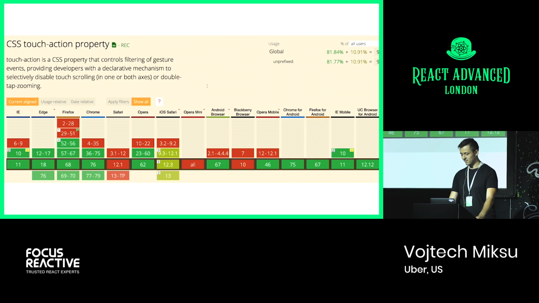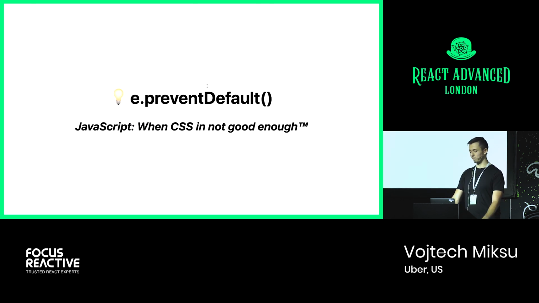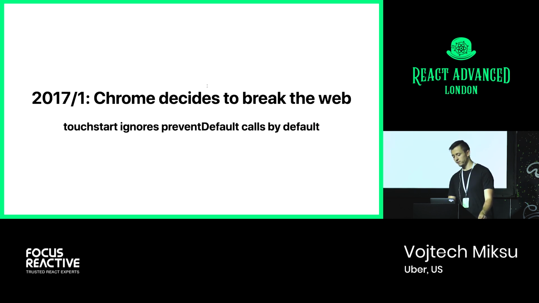All right, so what do you do when CSS fails you? You just use more JavaScript. So how about if we call preventDefault on all these touch events? And that works, that's the solution. Except there is another glitch. In 2017, Chrome decides to break the web, and they launched an intervention. What is it? So all touch events started ignoring preventDefault calls by default. And Safari did the same thing quickly after.